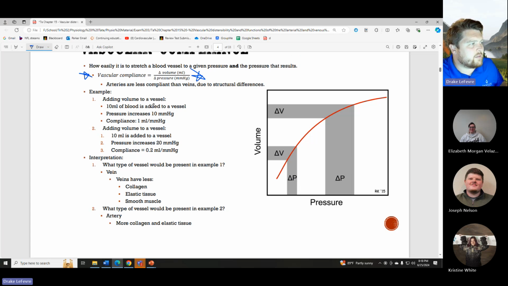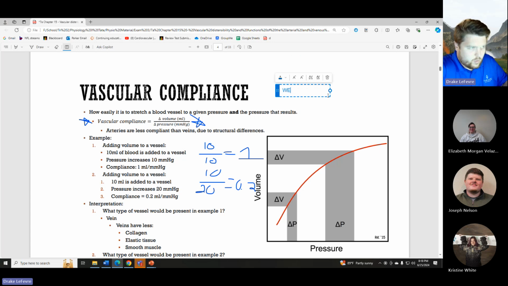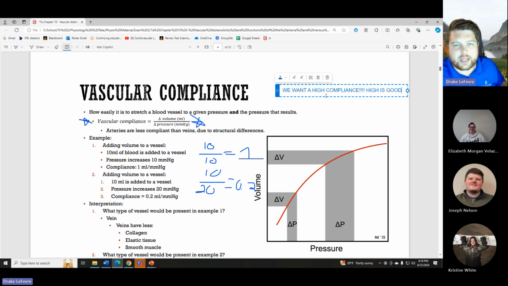So, for example, adding volume to a vessel. 10 milliliters of blood is added to a vessel, and pressure increases 10 millimeters of mercury. So our change is 10 milliliters over 10 pressure, and our compliance is 1 milliliter per millimeter of mercury. Versus if we add 10 milliliters and pressure increases by 20, that gives us a compliance of 0.2. With people, we want a high compliance. High is good as far as compliance is concerned.